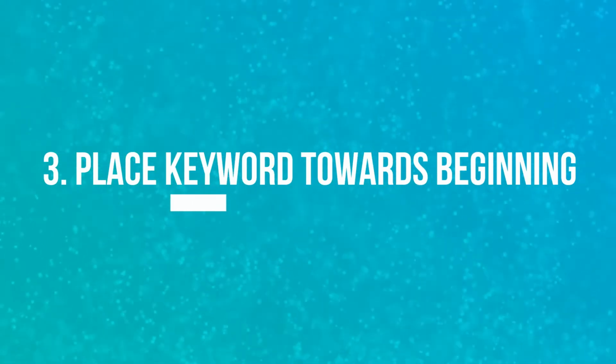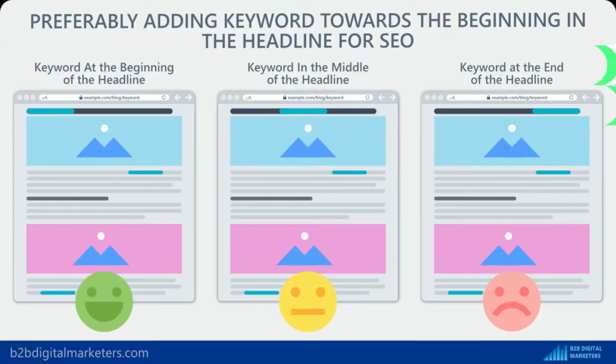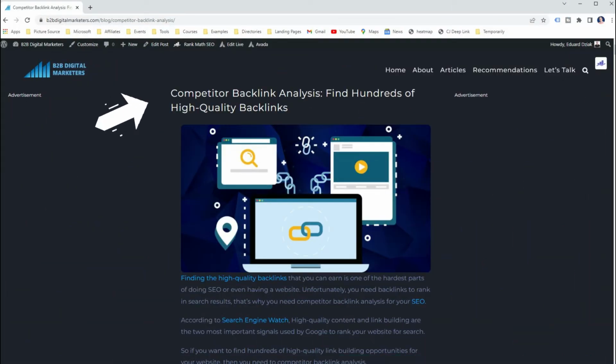Another way to improve your SEO headlines is to place the primary keyword towards the beginning. In my experience, from both user and search engine standpoint, the closer the keyword is to the beginning, the more relevant it is to the users and the more weight it has with search engines. Such an example of this could be my article on how to do competitor backlink analysis.